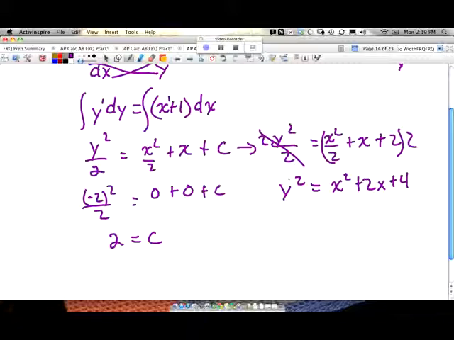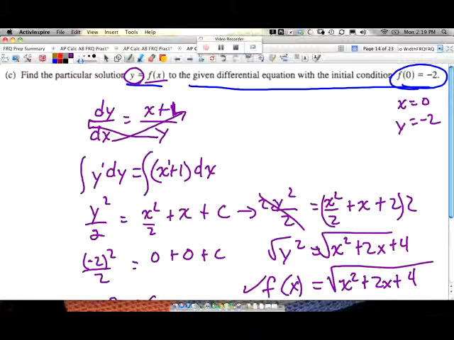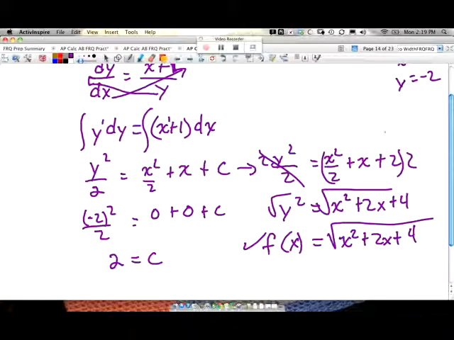And what do we got going on next? Well, from here, then we got to take a square root. So f of x equals square root x squared plus 2x plus 4. Now it's done. Wasn't too hard. That was pretty straightforward there, but kind of different when you're dealing with slope fields, it's a little bit different.